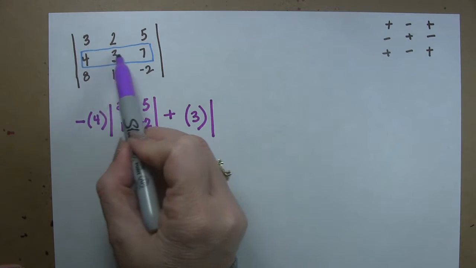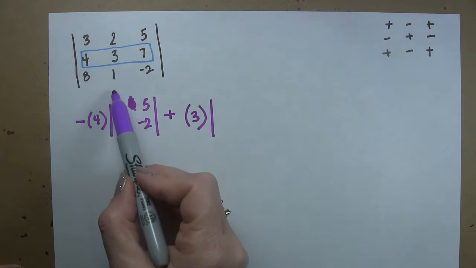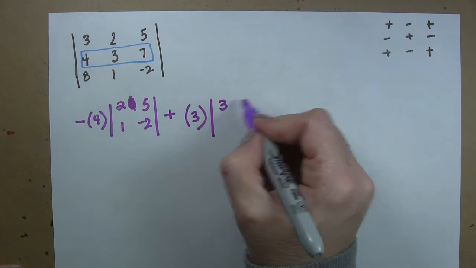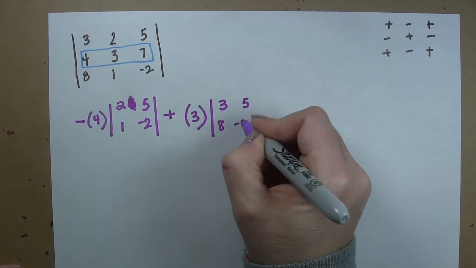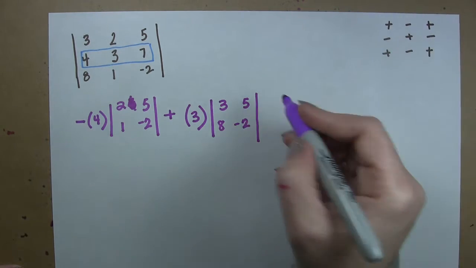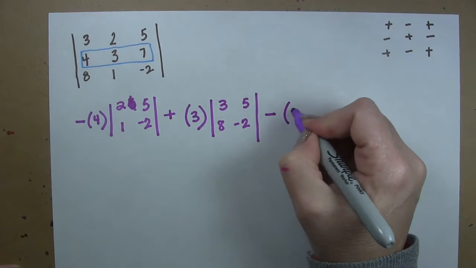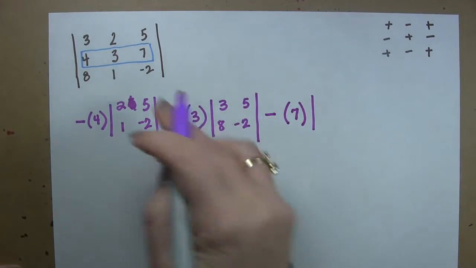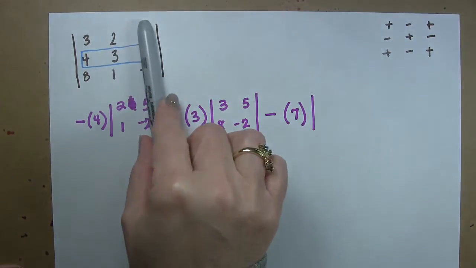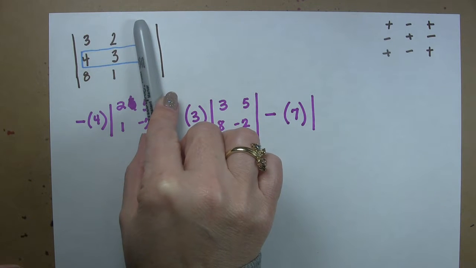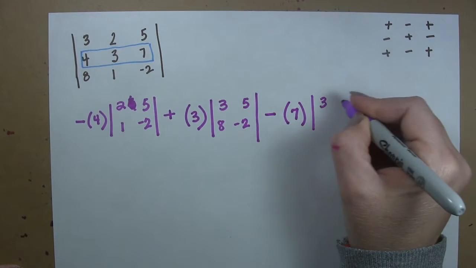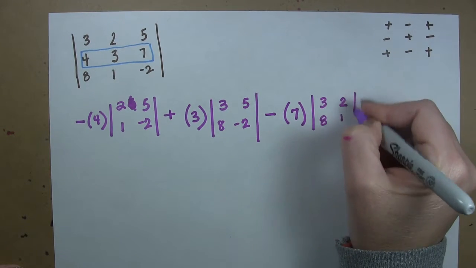So we're going to cross off this, and we're going to cross off that center column. So we have left 3, 5, 8, and negative 2. And then we're going to do 7, and 7 corresponds with a minus sign, so I'll do a minus sign. And then I'll do 7 times its minor. So again, the blue row is going to disappear, and then this is going to disappear. So we're left with 3, 2, 8, and 1.